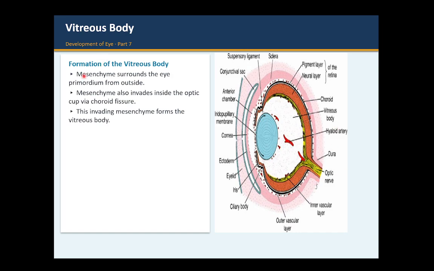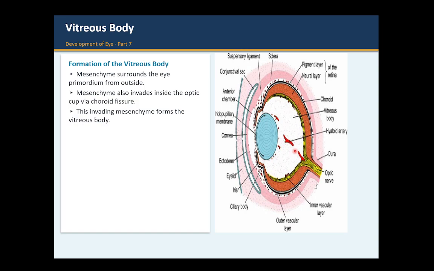So the mesenchyme surrounding the eye primordium from outside also invades into the optic cup via the choroid fissure, and this invading mesenchyme forms the vitreous body, and that's why the hyaloid artery, which was going all the way here, is going to degenerate. Its distal part is going to degenerate. The proximal part would be left, and this hyaloid groove is going to completely close.